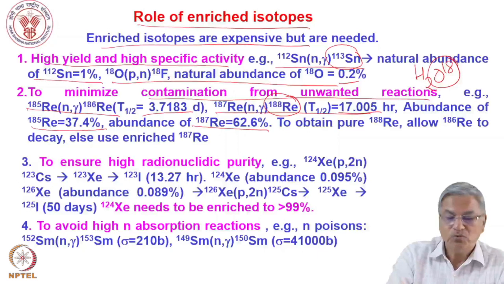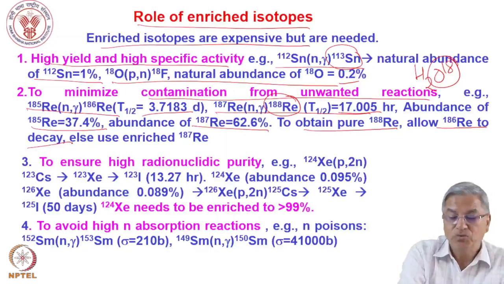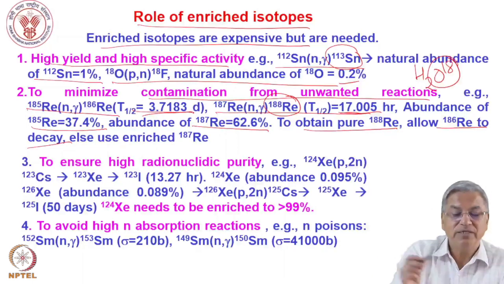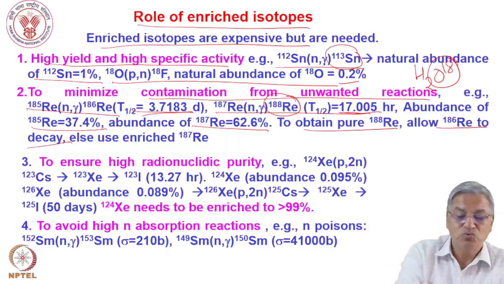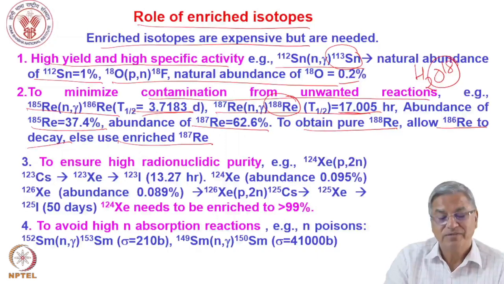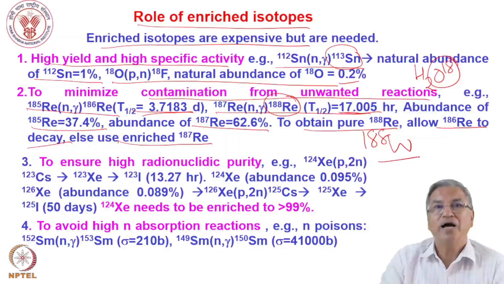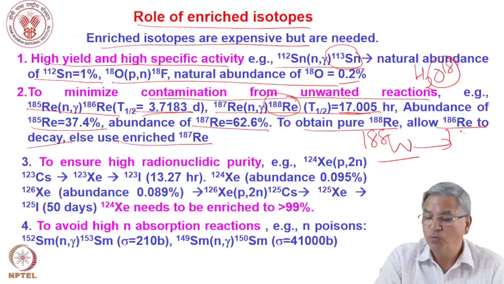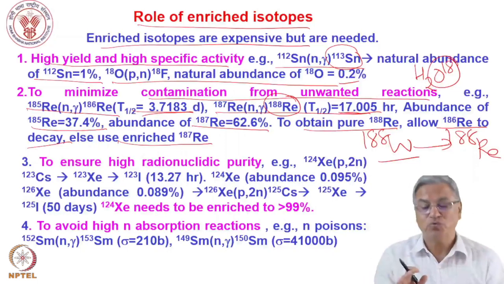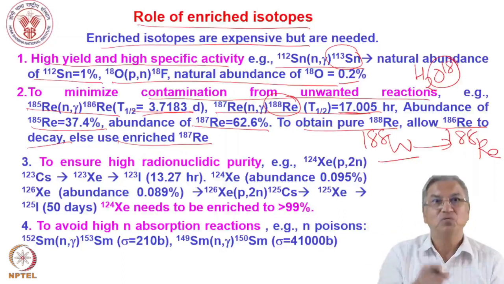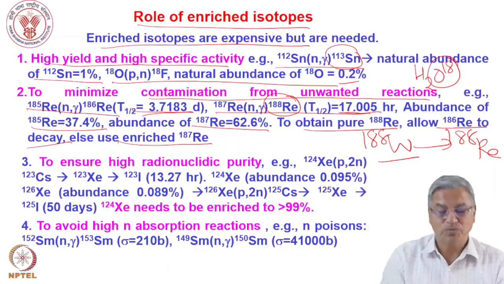So to obtain pure ruthenium 188, you have to allow ruthenium 186 to decay. But how can you allow it to decay? Ruthenium 188 is shorter-lived than 186 ruthenium, so it is not possible to allow 186 ruthenium to decay. Therefore, what do you do? You use enriched 187 ruthenium. That is what I was telling, that tungsten 188, if you have, you can produce by 2 neutron capture, that will give you 188 ruthenium. And so these problems are not there. So by the (n,gamma) route, if you produce 188 ruthenium, it will be contaminated with 186, which is longer-lived than 188. So in those situations you necessarily require enriched isotope.